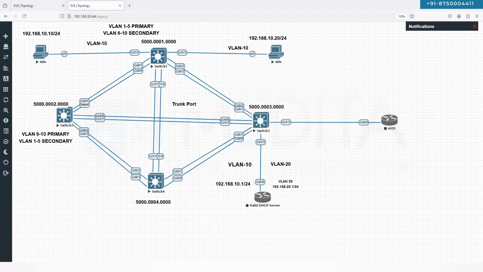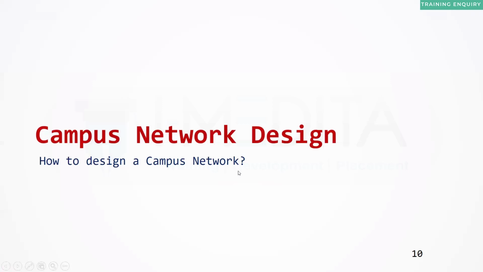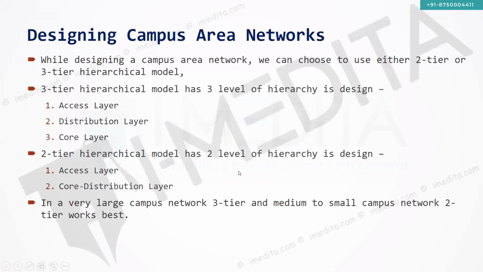All right. The next is campus network design. So generally we use either of these two models or types of designs. One is called the three-tier hierarchical model, and the second is called the two-tier hierarchical model, where you have only the access layer, and the core and distribution layers are combined together. Whereas with the three-tier architecture, you have the access layer, distribution layer, and then core layer.